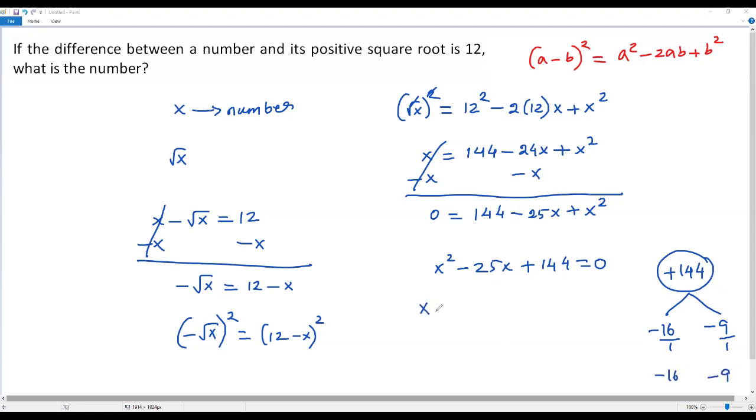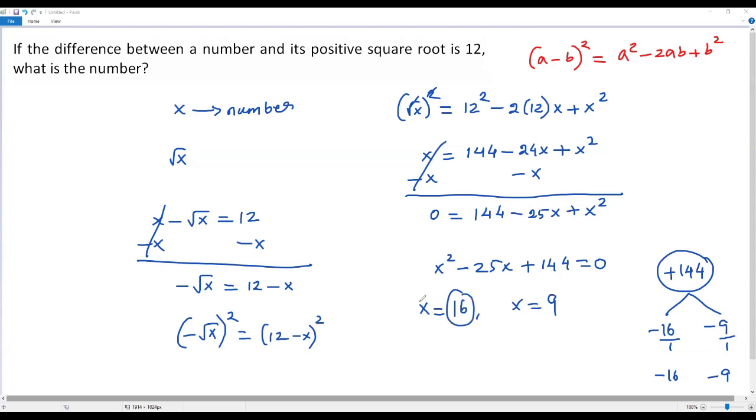Now to get the values of x: to get the first value of x for this quadratic equation, I have to change the sign of the first factor. It's already negative. When I change the sign, it will become positive, that is 16. So the first value of x is 16. Now to get the second value of x, I have to change the sign of the second factor. It's already negative. If I change the sign, it will be positive. Okay, I'm getting two values for x, 16 and 9. So now we have to identify which is the required number, 16 or 9.